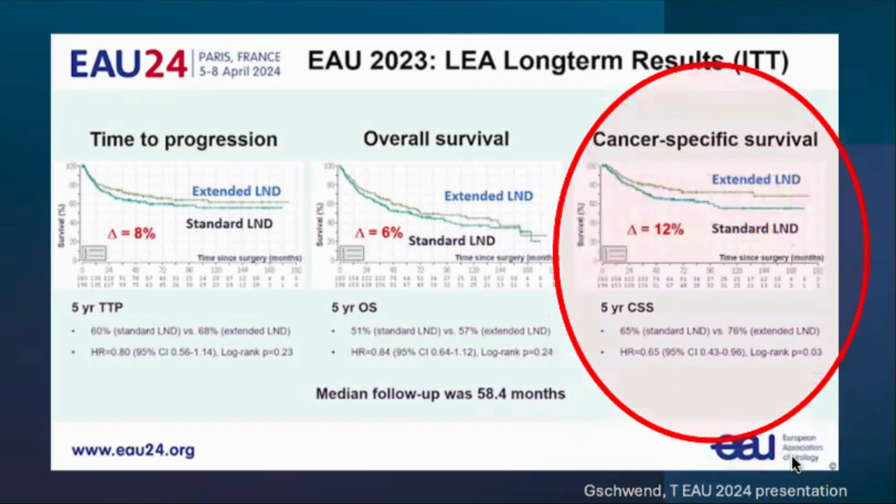However, when looking specifically at cancer-specific survival, they did find a difference of 12% between the extended and standard lymph node dissection arms at a median follow-up of almost 60 months. This cancer-specific survival essentially demonstrates that the quality of lymph node dissection can have very important patient implications, and potentially can have cancer-specific survival benefits in this population.